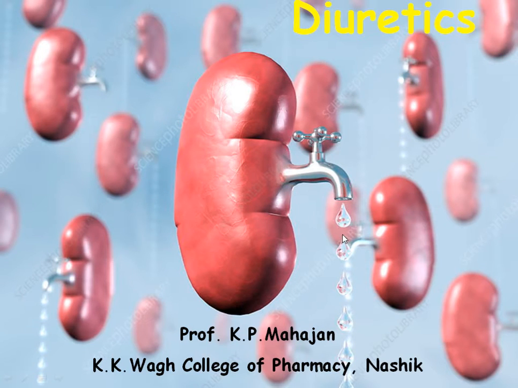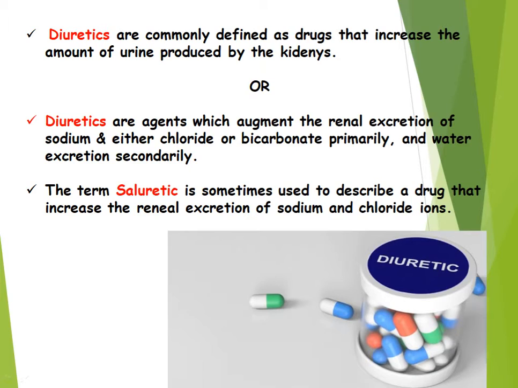Today we start with the diuretics. Diuretics are commonly defined as drugs that increase the amount of urine produced by the kidney, or agents which augment the renal excretion of sodium and chloride, or bicarbonate primarily, and water excretion secondarily. The term diuretic is sometimes used to describe a drug that increases the renal excretion of sodium and chloride ions.